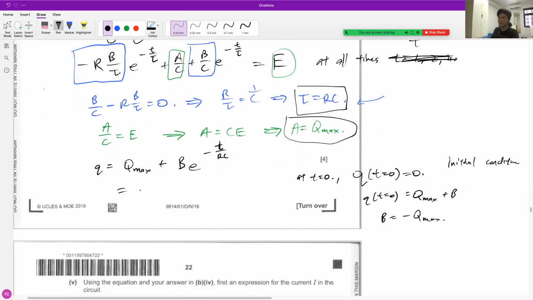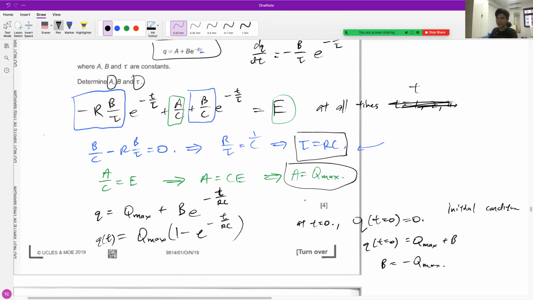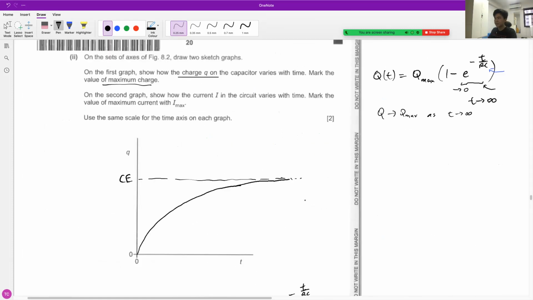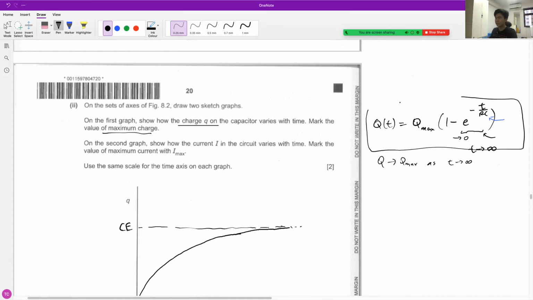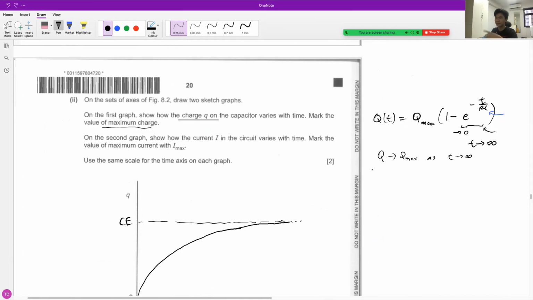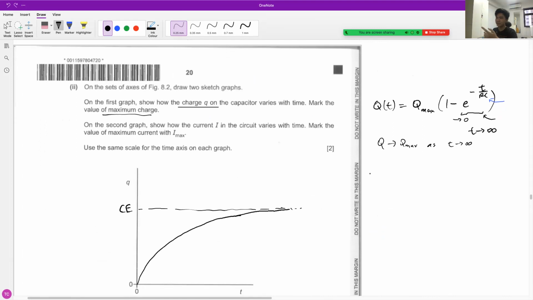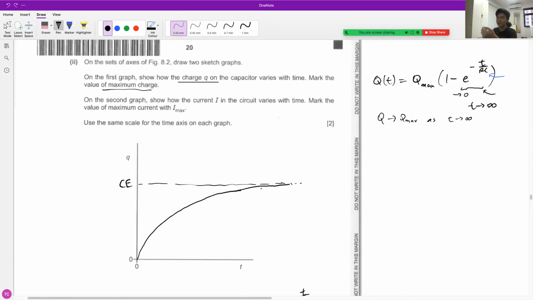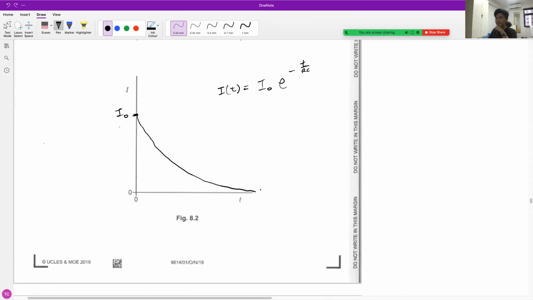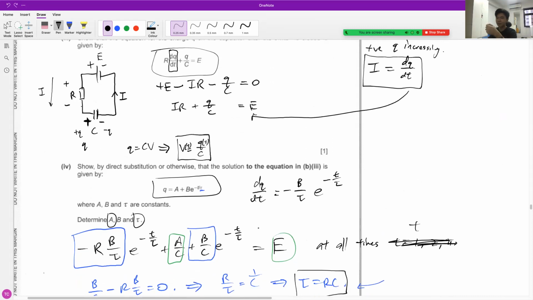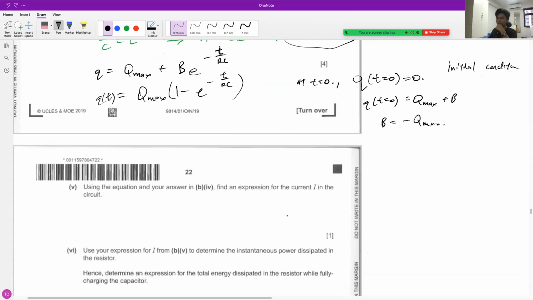So in total, you have Q max times 1 minus e to the power minus t over RC. That is your final expression for Q as a function of time in terms of the parameters. And Q max is just CE. You see that corroborates with my formula here, which I wrote just now. It would have been better to do the derivation first, then plot the graph, which is the logical procedure. But in this case, you're asked to plot the graph first, so I suppose that's what we want.